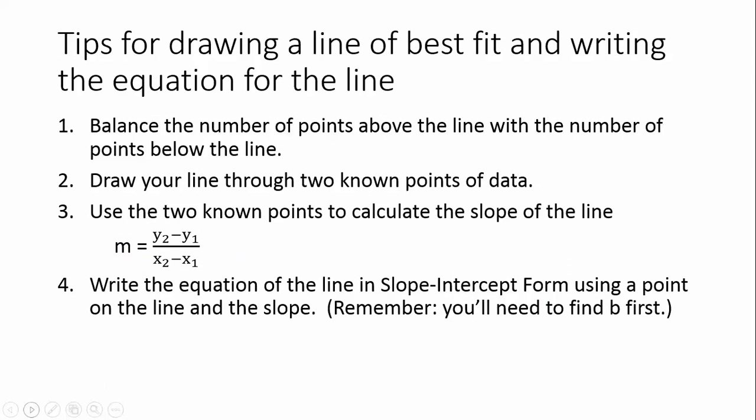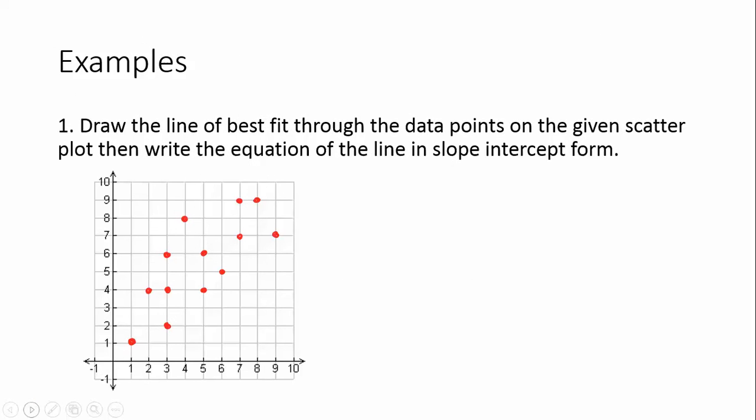Then finally, in the last step, step number 4, we're going to write the equation of the line in slope-intercept form using a point on the line and the slope. And remember, we've done this before, but you need to find the b first. So let's look at an example. You'll see that I already have a scatter plot drawn, and I want you to draw the line of best fit through the data points and then write the equation of the line in slope-intercept form.